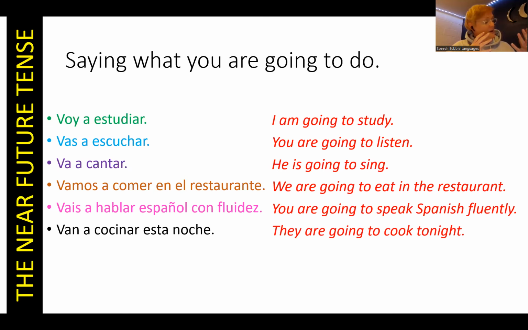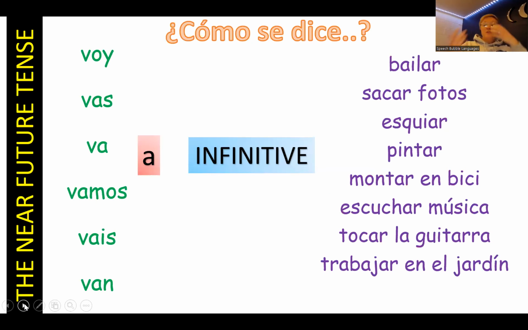So we take the part of the verb ir that we need. We use a, almost like glue, and we stick the verb that we're going to do on the end of that, keeping it in its infinitive with the AR, ER, or IR on the end of the verb. It's a great tense, isn't it? Can you form some sentences then in Spanish?